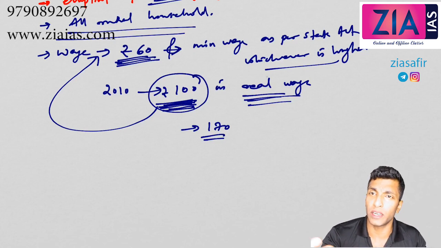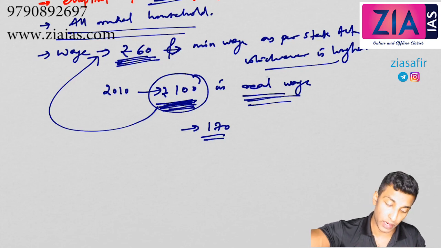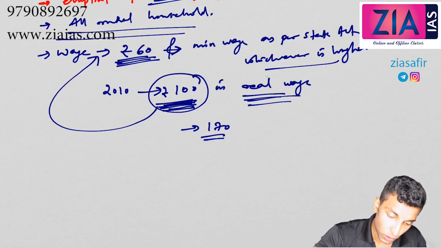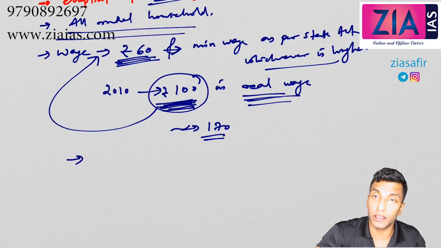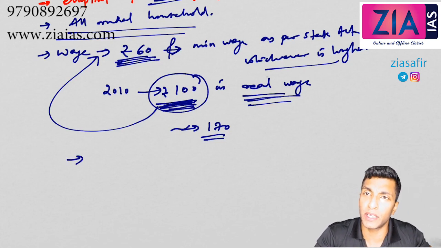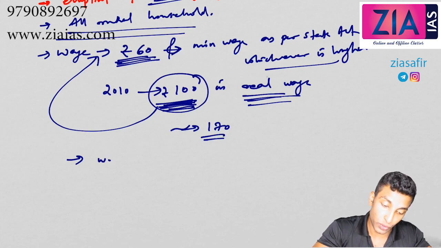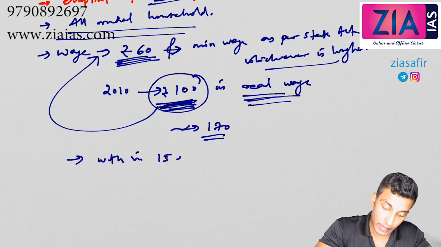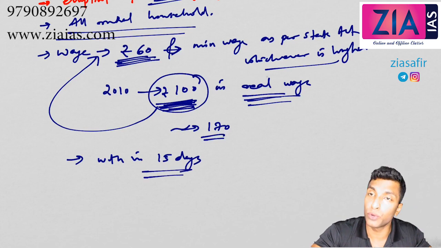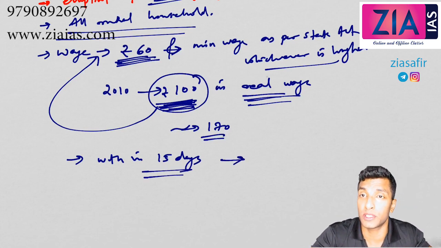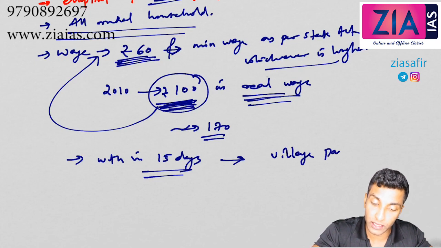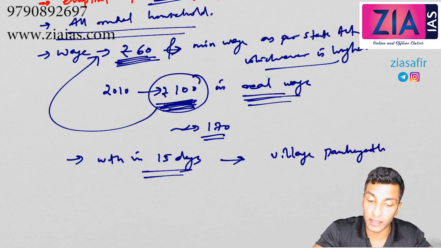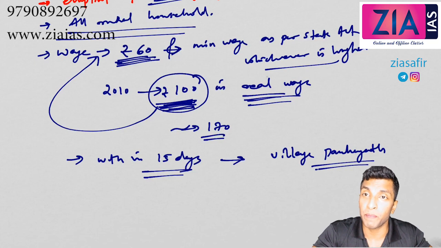That will come around 130, 140, 160, 170. Now if you calculate, it will be more. So it will be close to 170. Now if you apply for this job, it should be given within 15 days. And whose responsibility is it? It is the responsibility of the village panchayat. So the village panchayat should be responsible for providing the job if you apply, and that too within 15 days.